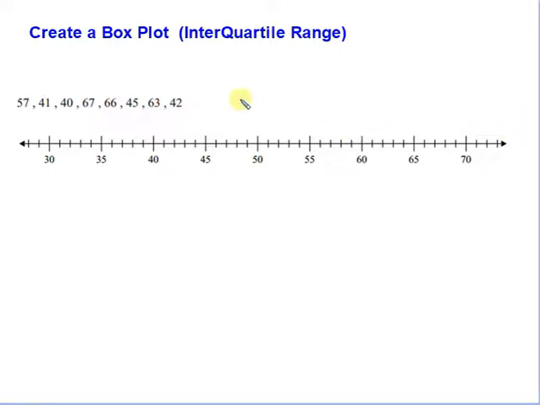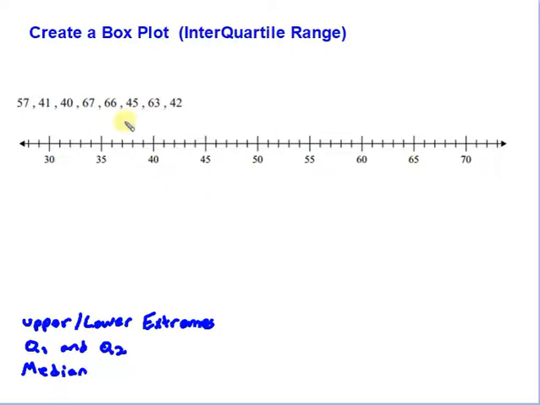Let's take a moment to just review how to create a box plot. All right, so the first thing we want to do, we want to find the median. Now to find the median, we first have to put the numbers in order. So let's put them in order.